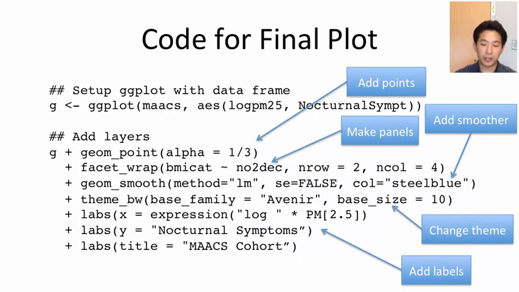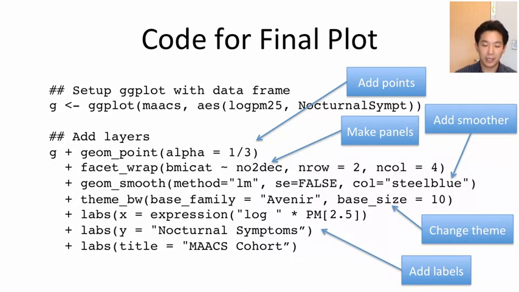So in the first set of code, I just call ggplot, I give it the data, and I give it some basic aesthetics in terms of the x and y variables. And then to this g object, I add a bunch of things. I add points using geom_point. I make the panel using the facet_wrap function.